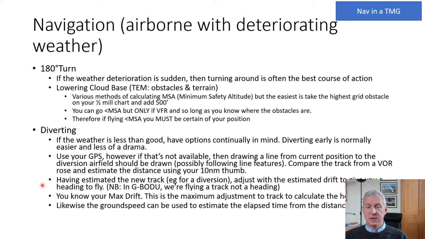Once you've estimated the new track for a diversion, make an adjustment for the estimated drift to give you the heading to fly, or if you've got a GPS track, you're going to be using that, you don't need to make the heading. And you can do that because you know the max drift, and you've written that on the map, and therefore you can work out the heading. And likewise, you can make an estimate of your ground speed, given that you know where the wind is coming from, and therefore how long this leg is going to take you. And that will take you to your diversion.